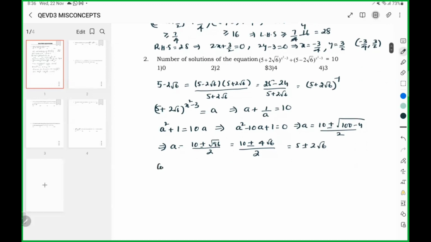So case 1: (5 plus 2 root 6) power x square minus 3 is a, which is 5 plus 2 root 6. From here, x square is 4. You have two solutions. Somebody, what they will do, substitute x equal to 2, LHS equals RHS, so they immediately come to a conclusion: two solutions.